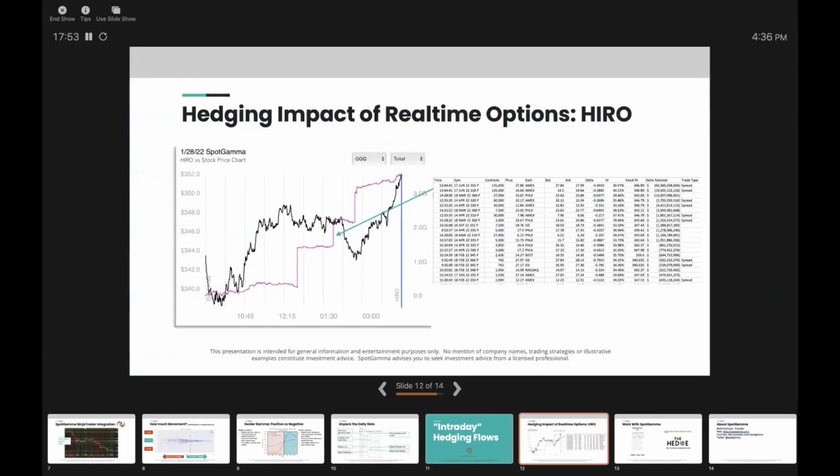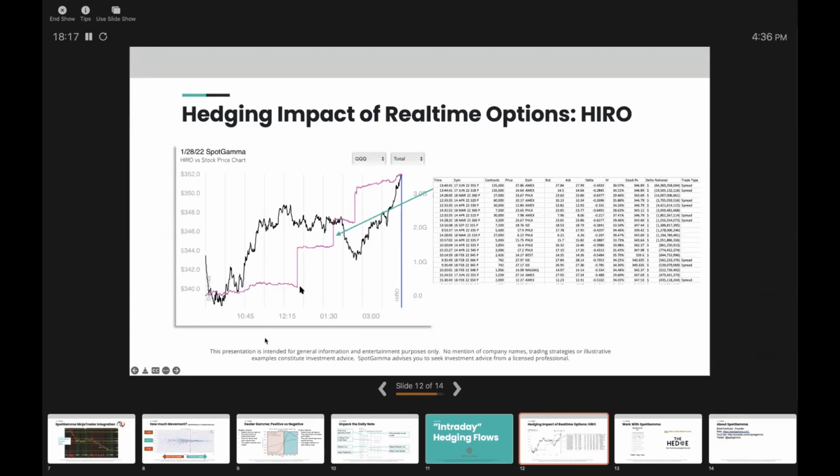Well, we have this new indicator called HERO. What the HERO does is it estimates the hedging impact of options in real time. So that's why we call it HERO. And what you can see is this chart on the left. This is the price of the QQQ index, and this is for the 28th. And what you see in this purple line are the deltas that are trading in real time.